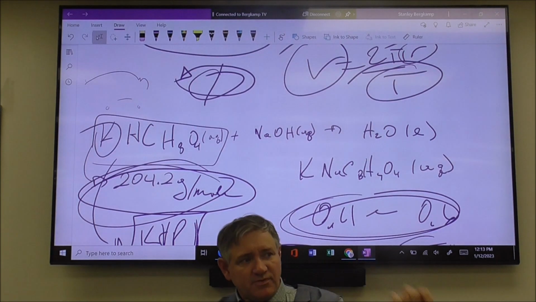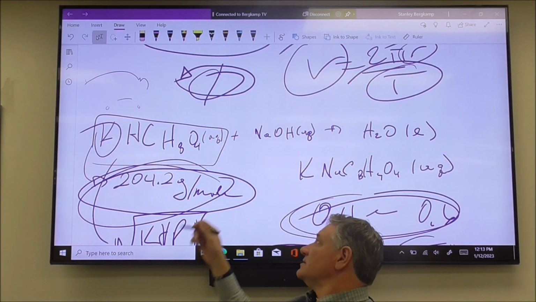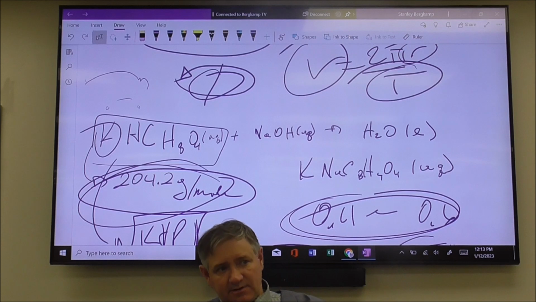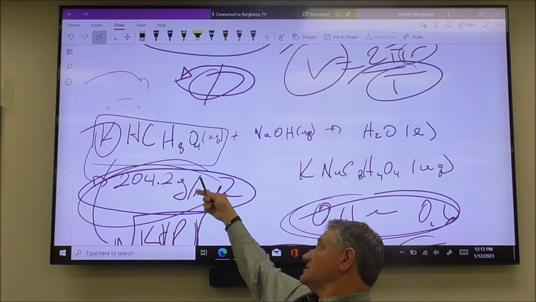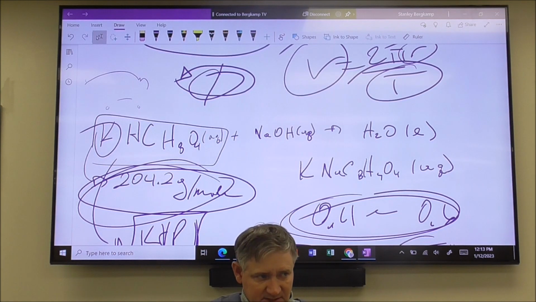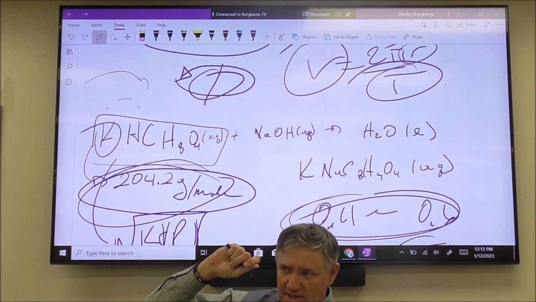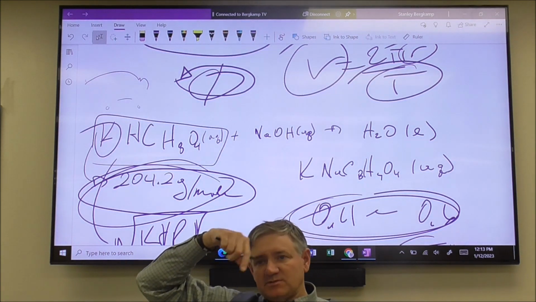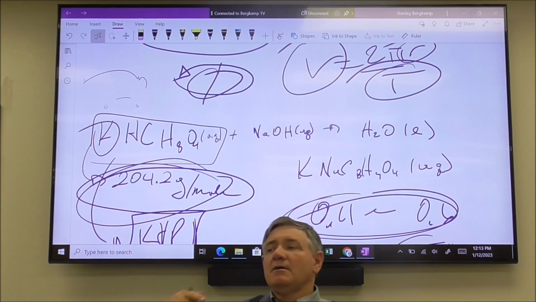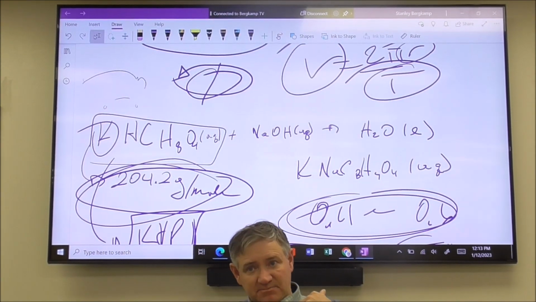But here's the cool thing about this. This is why we use phenolphthalein. The solution is going to remain clear as long as there's KHP to neutralize the sodium hydroxide. So what you're going to see is, as you add that sodium hydroxide, you're going to see little swirls of purple, but then the purple is going to disappear because the sodium hydroxide is reacting with the KHP.